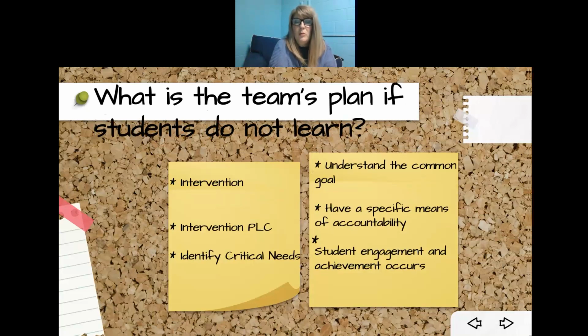Question 3, what is the team's plan if students do not learn? So the first idea would be to begin intervention groups. We could have an intervention PLC where we would sit and work together to identify critical needs. We also need to understand the common goal and have a specific means of accountability. Student engagement and achievement occurs when we work with small groups and through intervention and give these kids extra help.